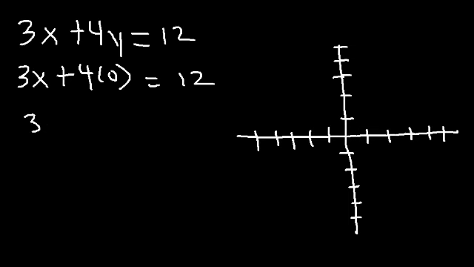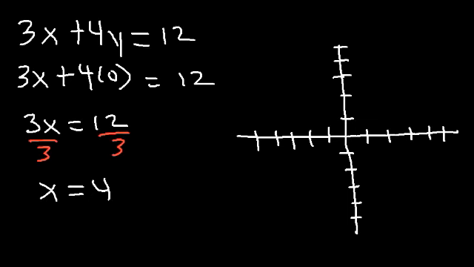So we can see that 3x is equal to 12. Since the 3 is multiplied by the x, to separate them we need to do the opposite of multiplication, which is division. So 12 divided by 3 is 4, and therefore the x-intercept is 4, 0.